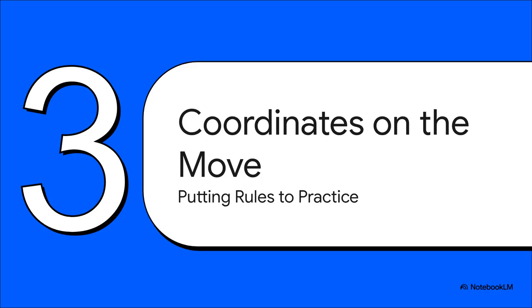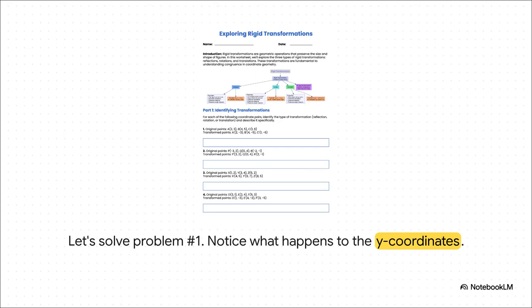Okay, so we've met our three main suspects: the slide, the flip, and the turn. Now it's time to put on our detective hats. Let's look at some evidence on the coordinate plane and see if we can figure out which transformation has been committed. All right, detective, here's our first case.